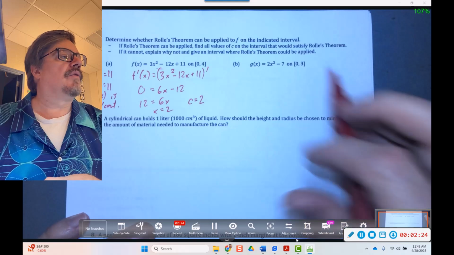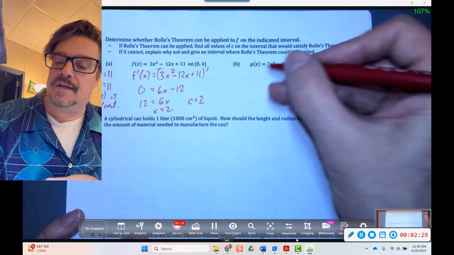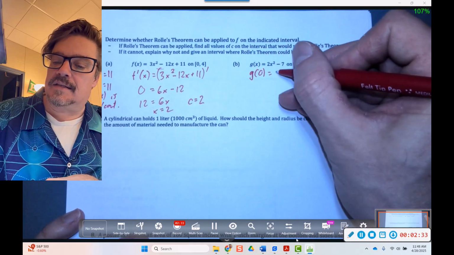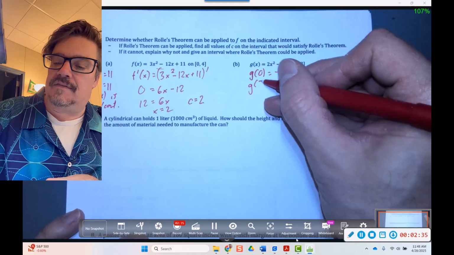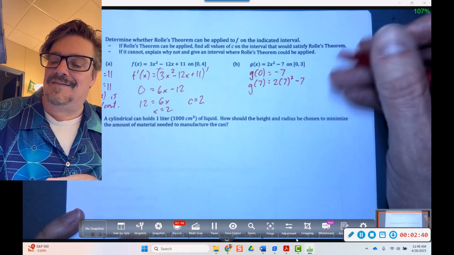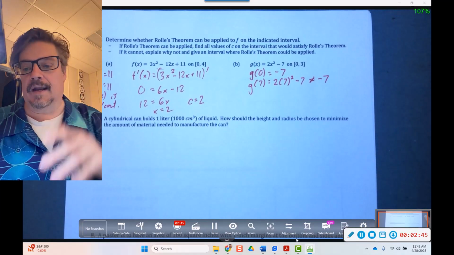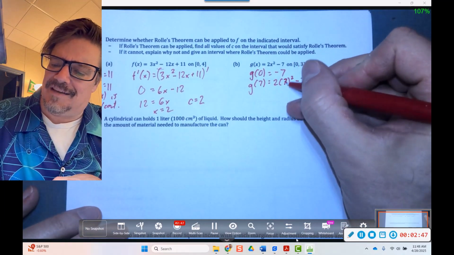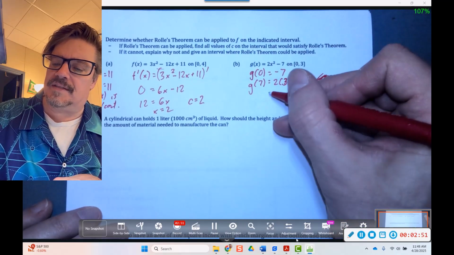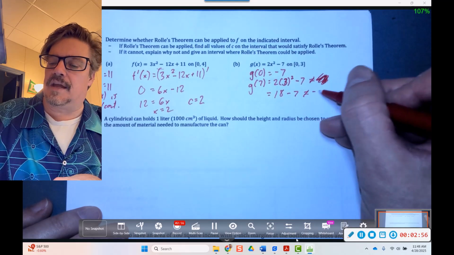Now right here, this looks good too, unless you throw in a 0. Let's throw in a 0 here because we have to get this one. It's going to be negative 7. And then g of 7 equals 2 times 7 squared minus 7, and that definitely is not going to equal negative 7. Wait, why did I throw in a 7? Throw in a 3, it doesn't make any sense. Just to be safe, I got 18 minus 7. It still doesn't equal negative 7.